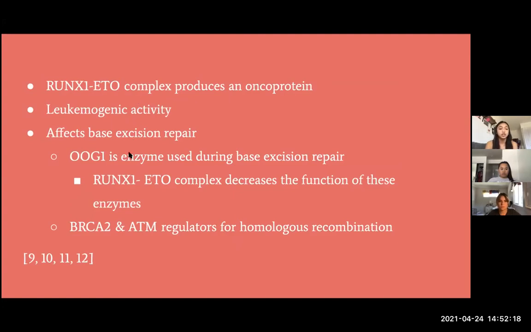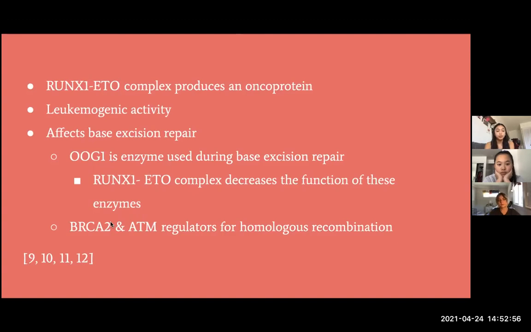The complex is also responsible for decreasing the expression of genes found in base excision repair. For example, the enzyme OGG1 is responsible for catalyzing the ligation of guanine nucleotides that are oxidized. However, with the presence of RUNX1-ETO, cells have been seen to have a decrease in expression of this enzyme. Therefore, this is an issue because the guanine nucleotides have been exposed to reactive oxidative species.